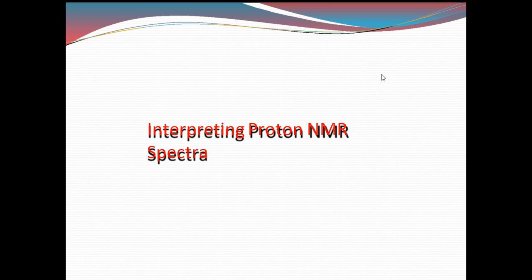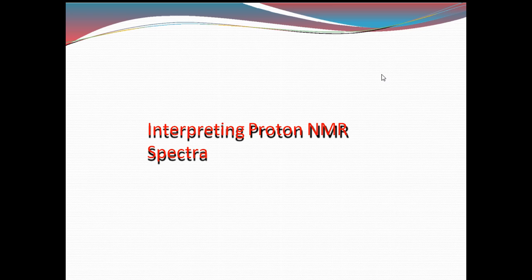So what is meant by interpretation? Interpretation is nothing but knowing some information about a molecule with the help of a graph, that is, the spectra. That means you are extracting some information from a particular NMR graph or NMR spectra. That is called interpreting.